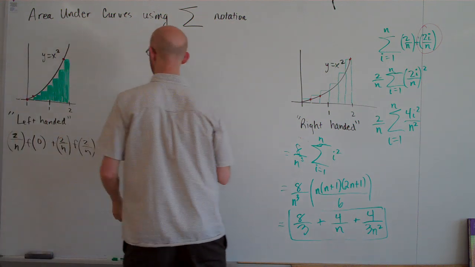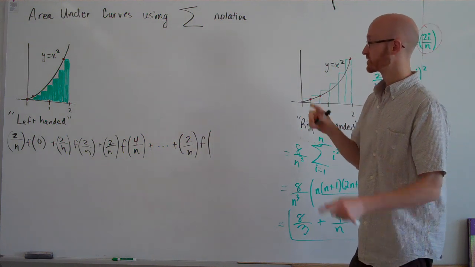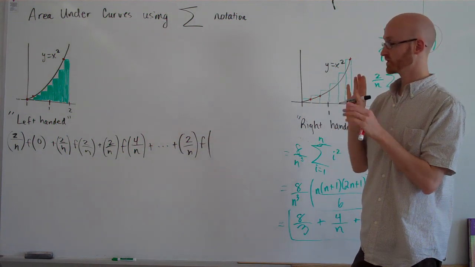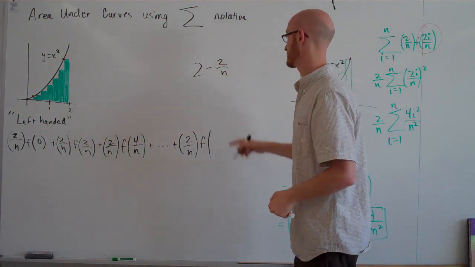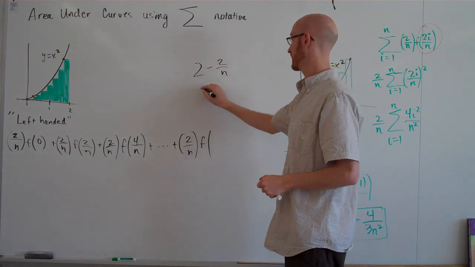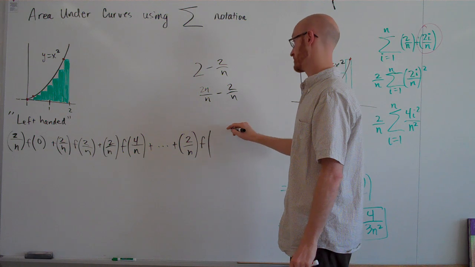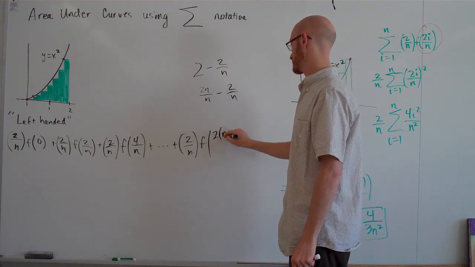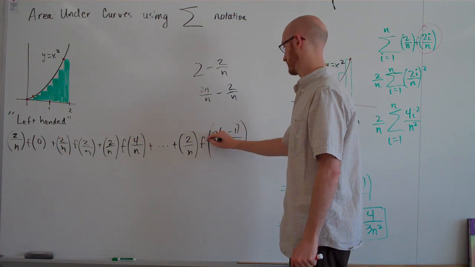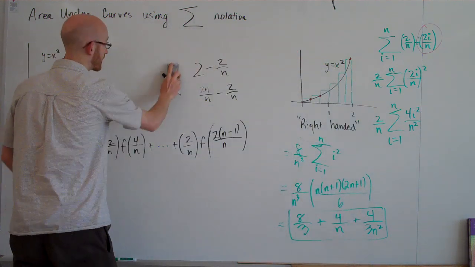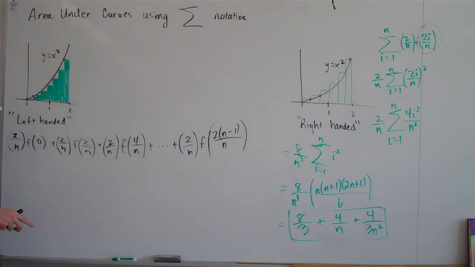It's f of 2 minus, or 2 times your, it's back 1, so 2 minus 2 over n. It's f of that, which is 2n over n minus 2 over n. So it's 2n minus 2 over n, so I'm going to write it as 2 times n minus 1 over n. Okay, so now, and again, that is the x value right there of that red dot.